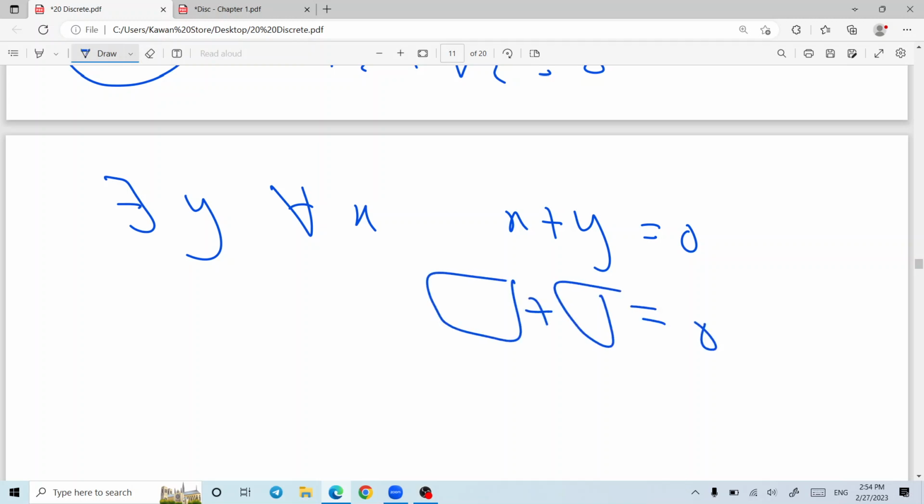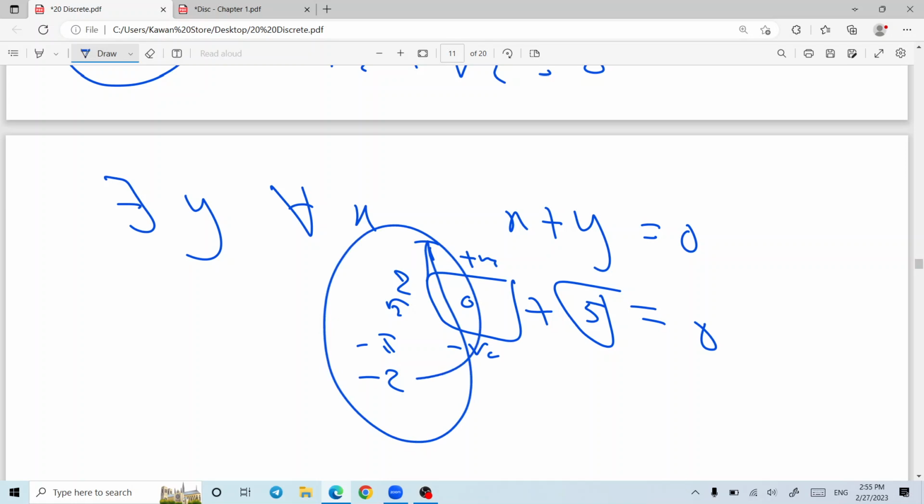He says there exists one y, any number that you fix, for all x's. For all x means what? Maybe positive, maybe 0, maybe negative, maybe pi, maybe minus pi, maybe 2, minus 2, square root of 2. Bring all these numbers, add them to 5, you will get 0. Is that true? No, so you get false.